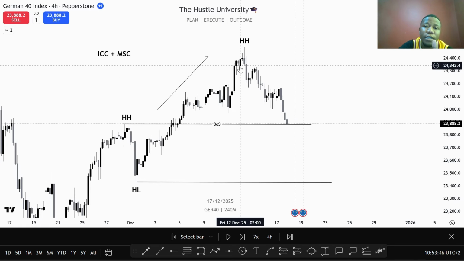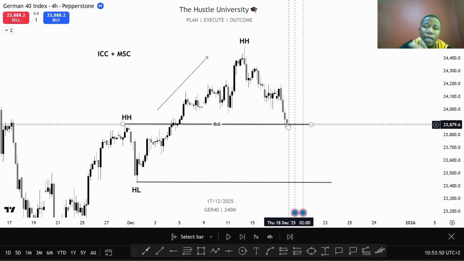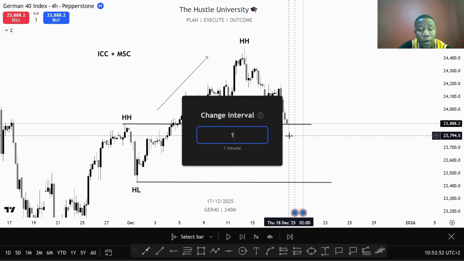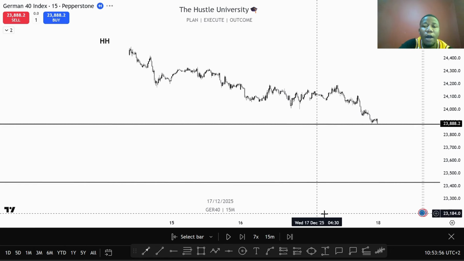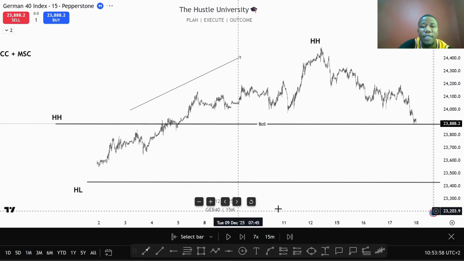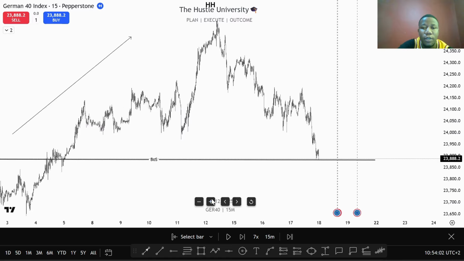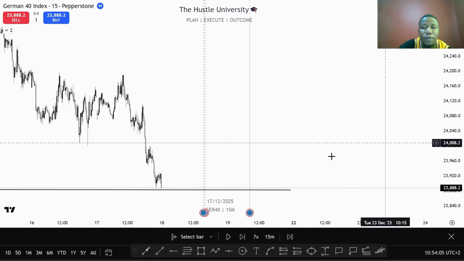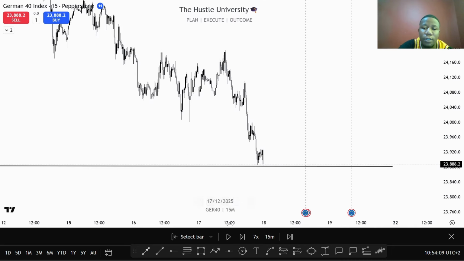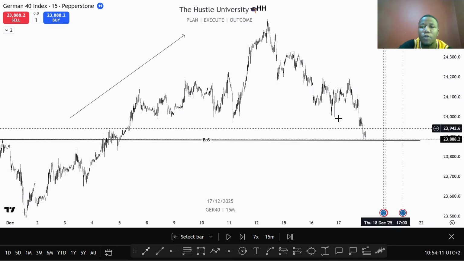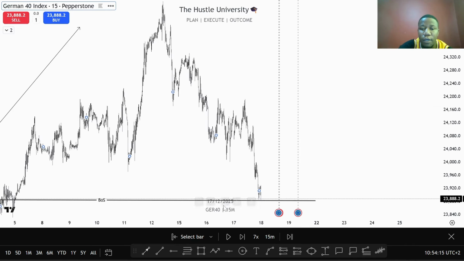Obviously, there was some market structure shift which started to happen at these levels, and then price sold to the downside. But when price got to these levels, after understanding where you are on a higher time frame, it is crucial that you go down to 15 minutes. So when you go to this 15 minutes, as you can see, price has been making lower lows and lower highs, while the internal structure was coming to correct back to these 4 hour levels that we have over there.